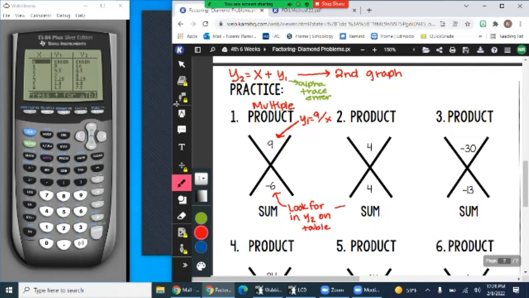For example 2, you would look for the 4. But for this example, we're going to be looking for a -6. That's what it says. It has a little arrow pointing to it, and it says look for in Y2 on the table. This is the number you're going to look for in Y2 on the table.